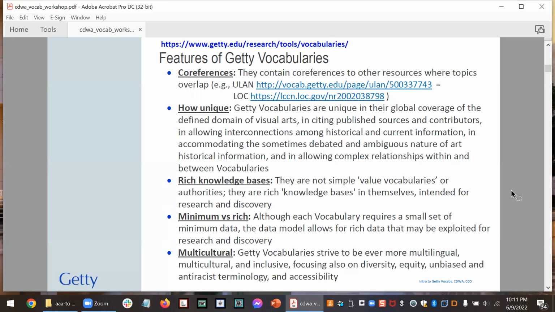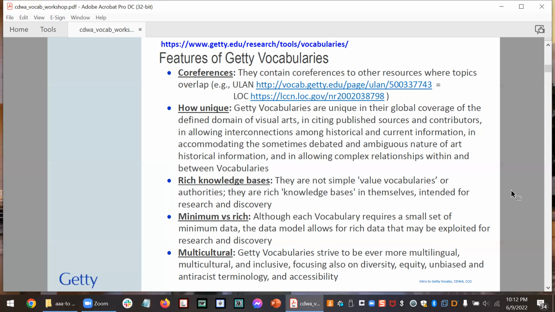The vocabularies also are unique in many ways. Most importantly, they're global in coverage within this defined domain of visual arts. We cite published sources and contributors. We allow interconnections among historical and current information. These are all things that many other vocabularies do not do. And we accommodate the ambiguous nature of art history, art historical information. Also, we're unique in allowing these complex relationships within and between vocabularies. Actually, our vocabularies are rich knowledge bases. They're not simple value vocabularies, but they're intended for research and discovery.